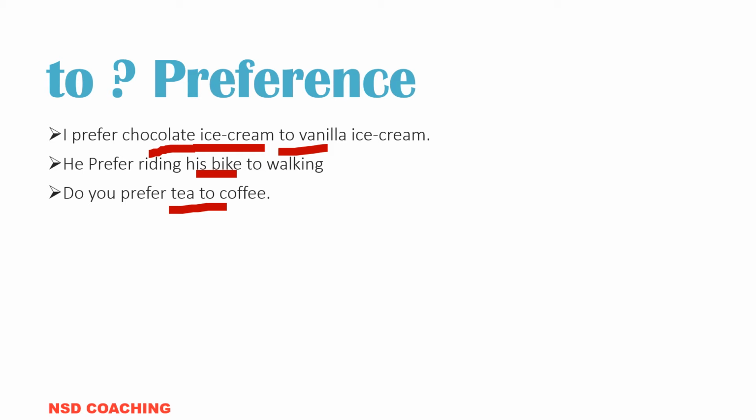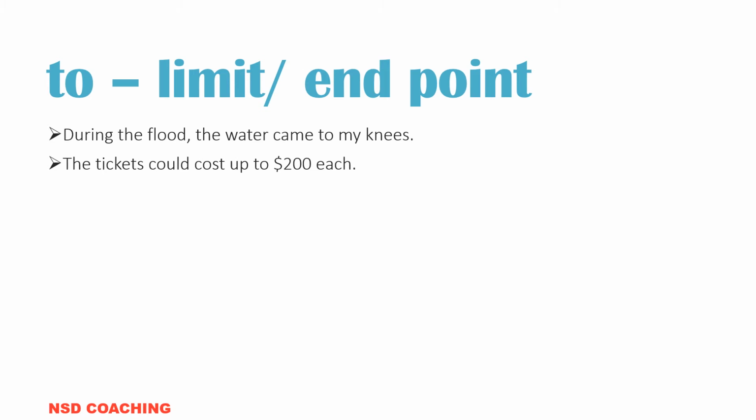Next you have, that is your "when". "To" is for limit. "To" is used for limit, or you can say end point. For example, during the flood, the water came to my knees. What is the end point here? Knees is the end point here, right? The water came up to my knees. The tickets could cost up to rupees 200 each. There's a limit that tickets will cost rupees 200 each.